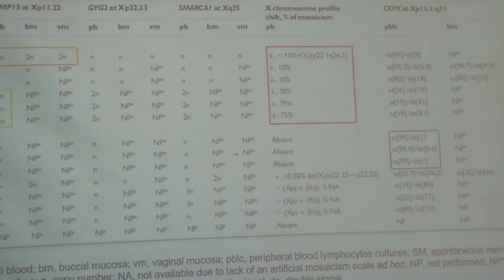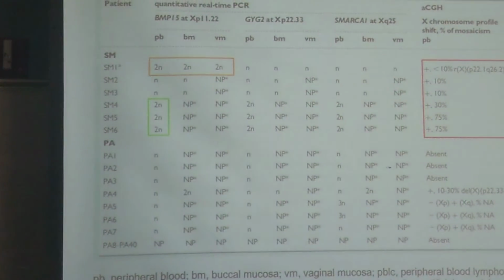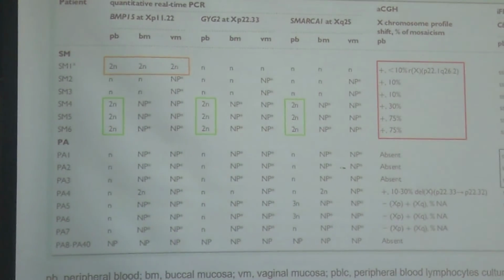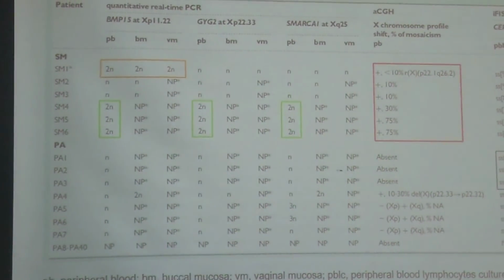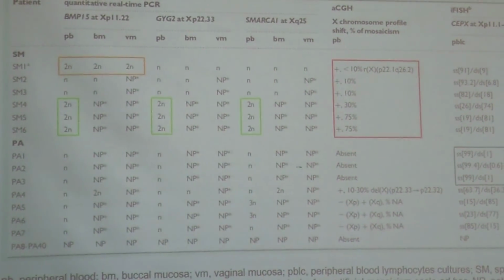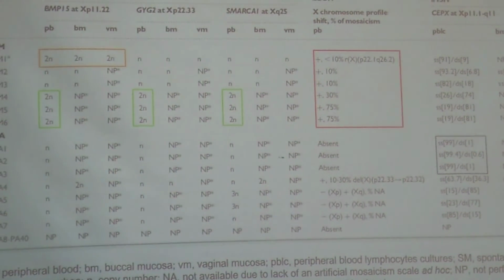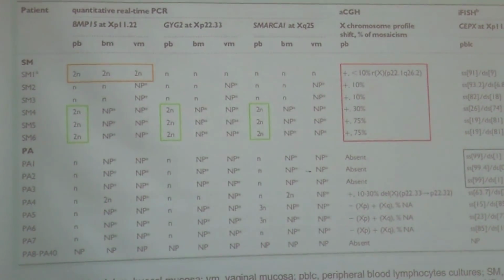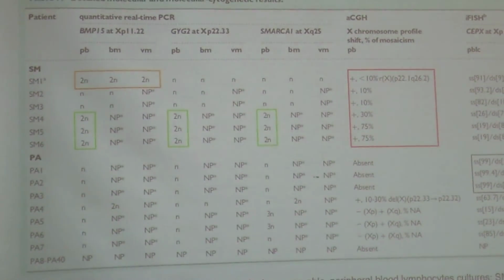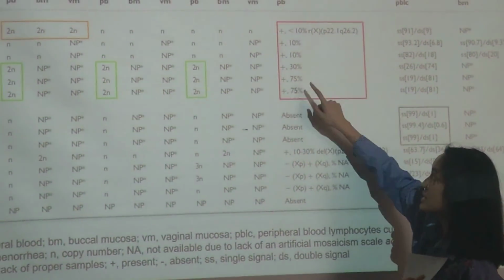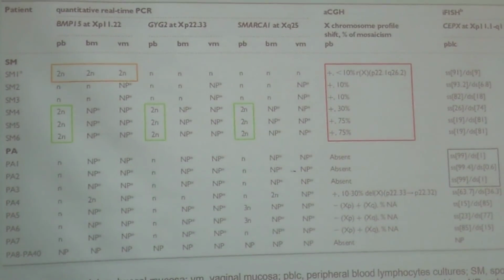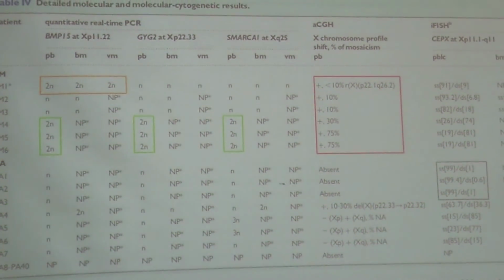Next we will look at is the results for SM patients 4, 5, 6 for the 3 different genes that were tested. So a mean of 2 copies were identified by the RT-qPCR, which means that the second X chromosome can be found, which you can connect to the aCGH, because for this one it's 30%, 75 and 75. So they used 30% as the threshold for the mosaicism detection.